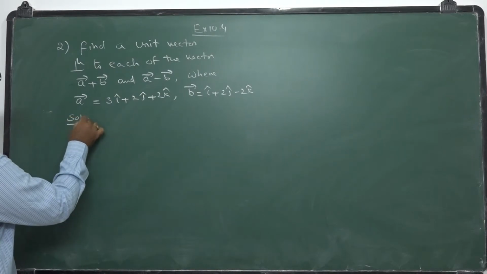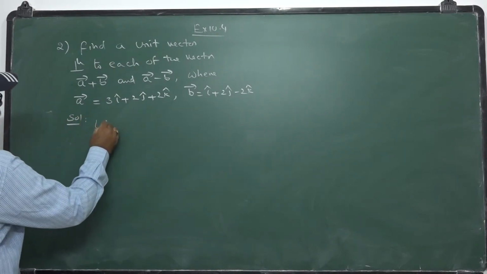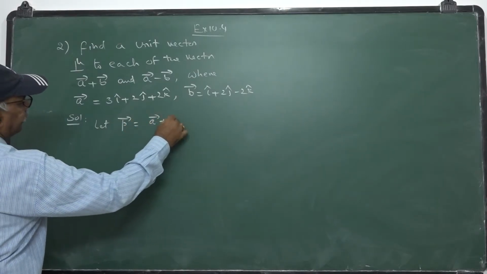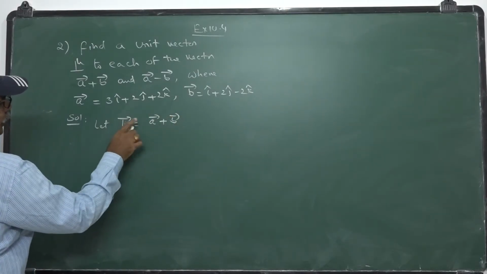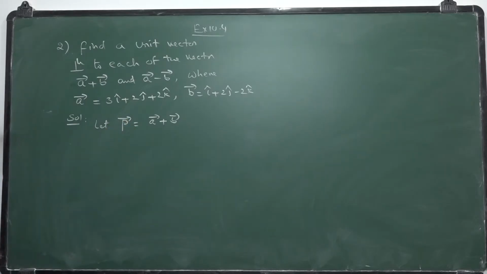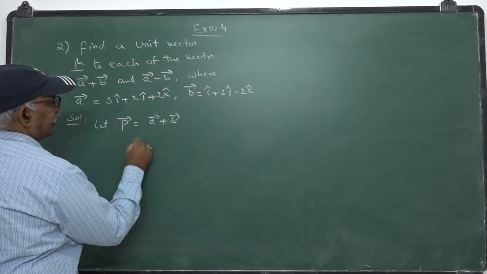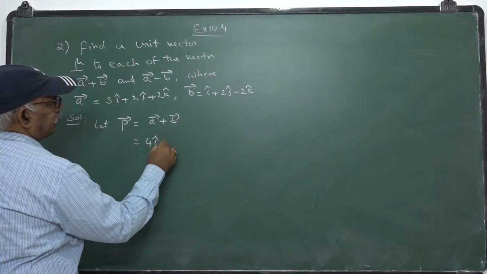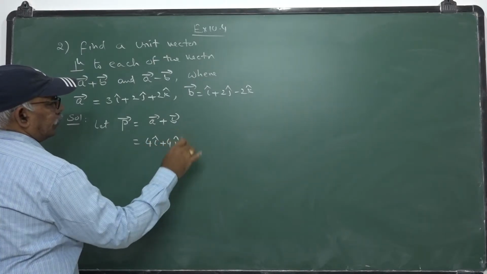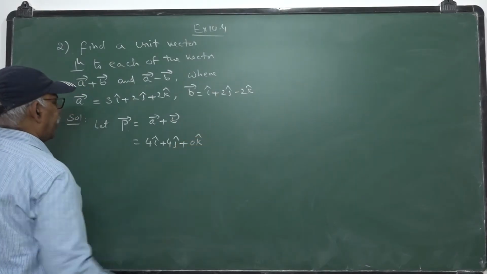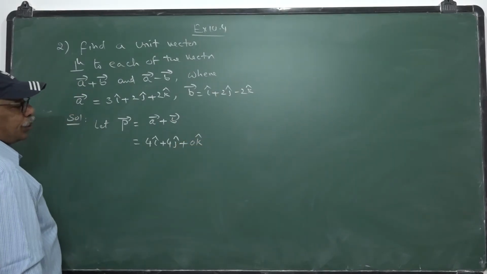So for this, let the vector p bar be a bar plus b bar. Okay, let us consider the capital letter. Let p bar is a bar plus b bar. Here, on adding these two vectors, we get 4i plus 4j plus 0k. Of course, there is no k term here, and so I am taking 0k.